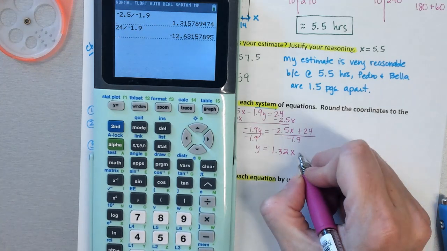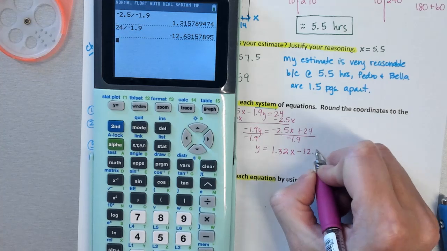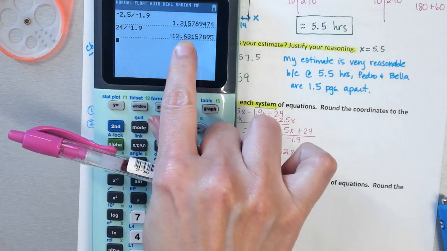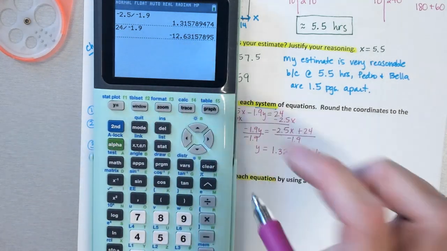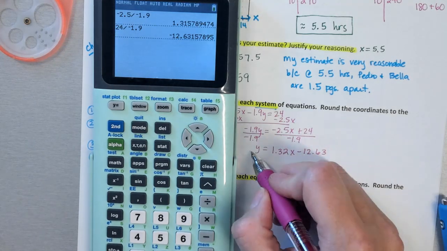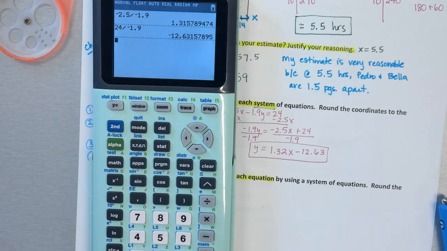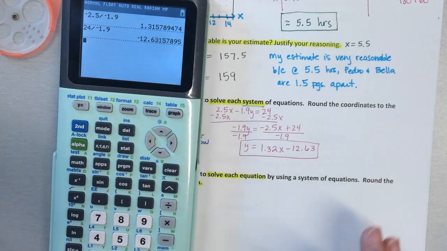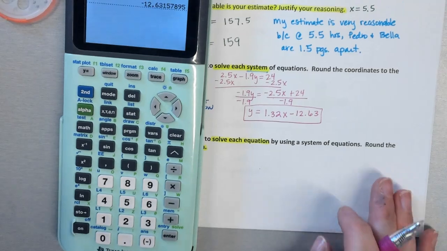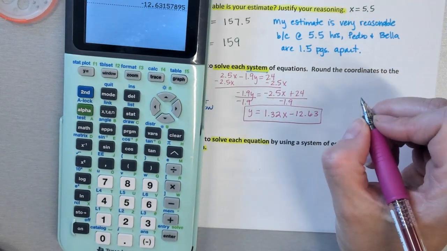And then for this one, it's going to be negative 12.6. If you look at the third number, it's a 1, so this is going to stay a 3. So don't forget your rounding rules that you've been using for years now. It's easy to forget some of that stuff.